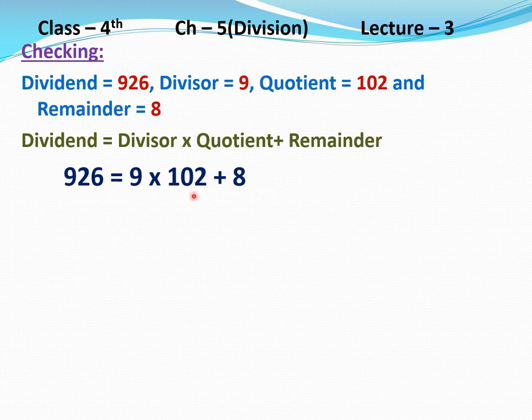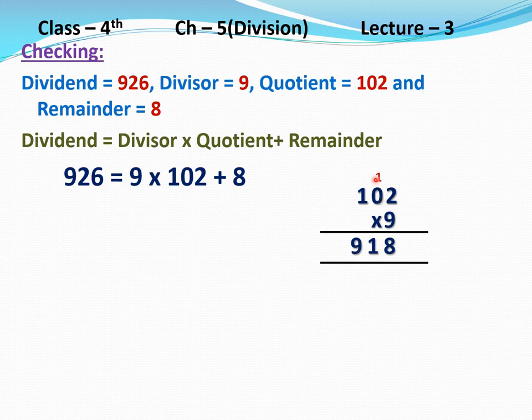First multiply 102 by 9. Multiply 102 multiply 9. See, 9 2s are 18. Write 8 here and write 1 carry. 9 0s are 0 plus 1, 1. Write 1 here. 9 1s are 9. Write 9 here. 102 multiply 9 equal to 918.